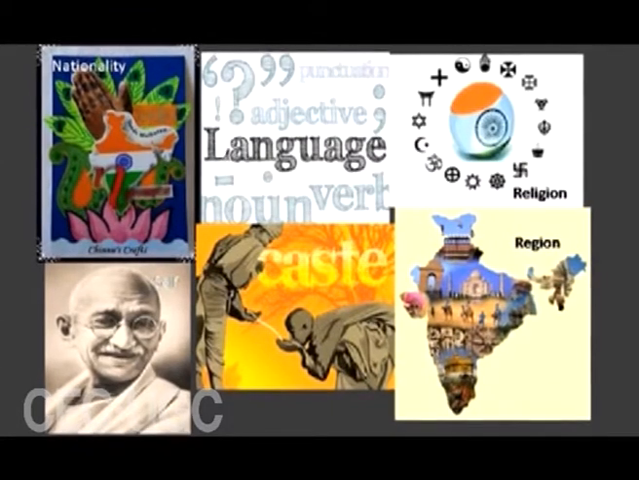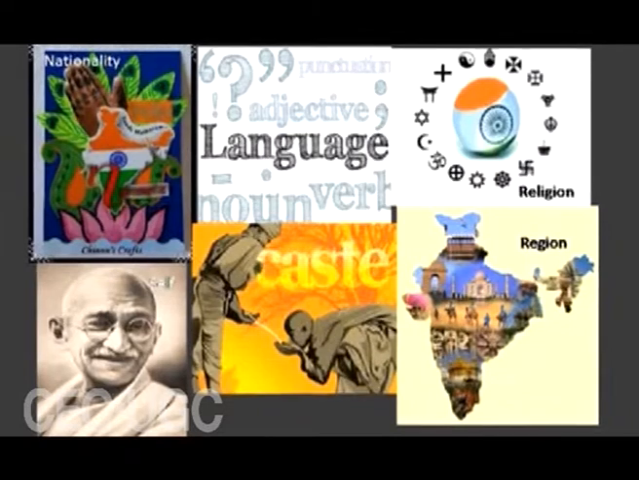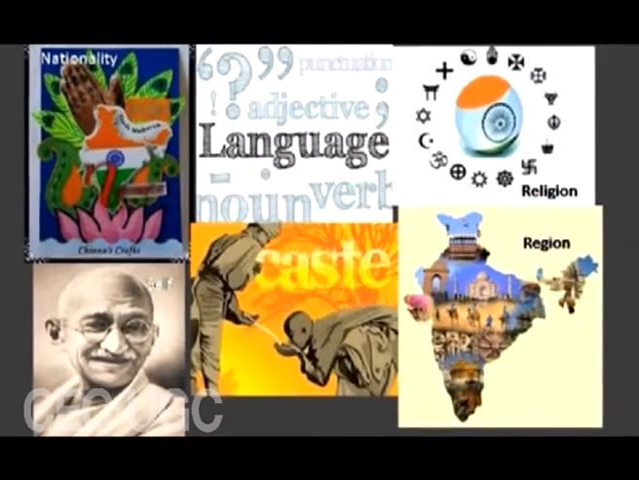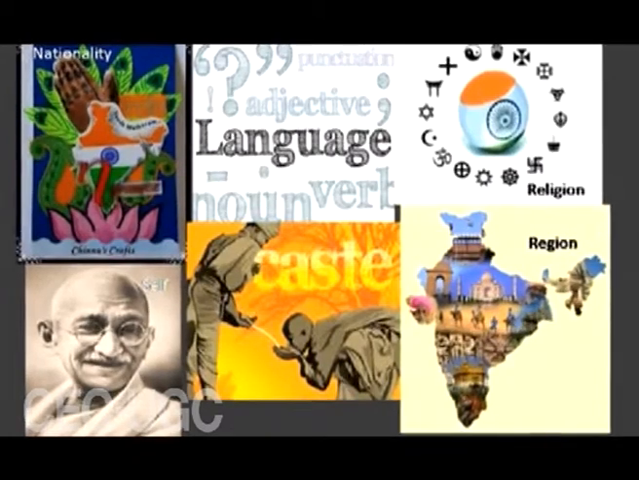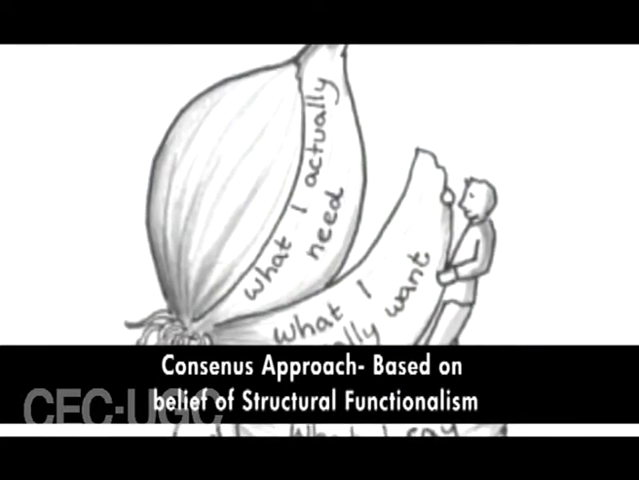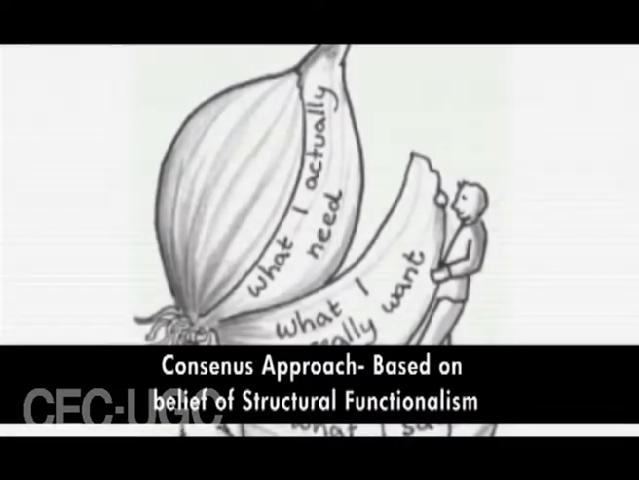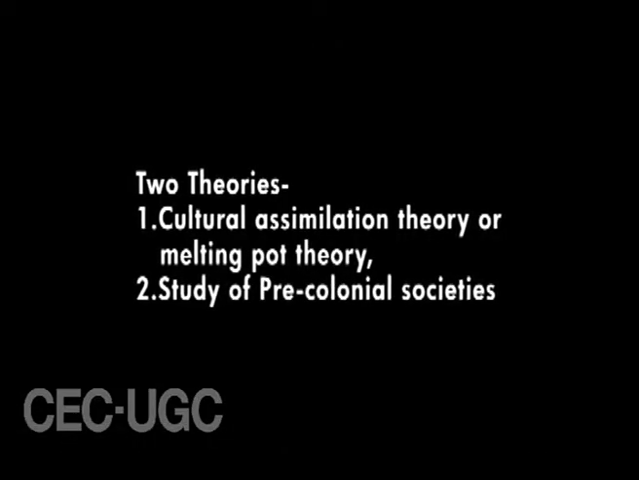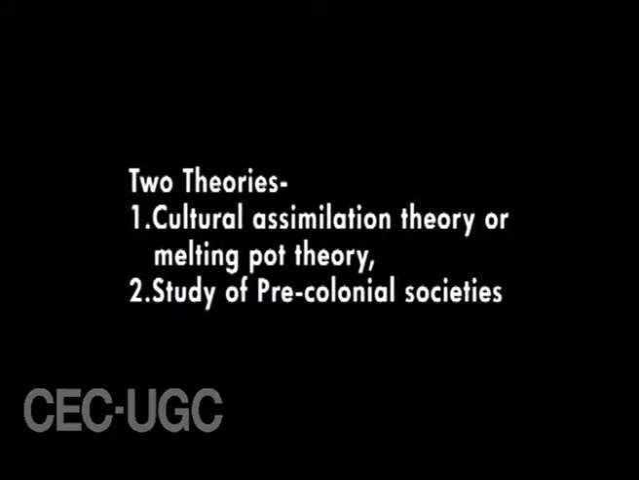As the factors are stated, let's learn about approaches to the study of ethnic relations. The approaches are divided into two categories. Can you guess what they are? They are the consensus approach and the conflict approach. Let's first see the consensus approach. It is based on the belief of structural functionalism. There are two theories under this approach. They are the cultural assimilation theory or melting pot theory, and the other theory is the study of pre-colonial societies.